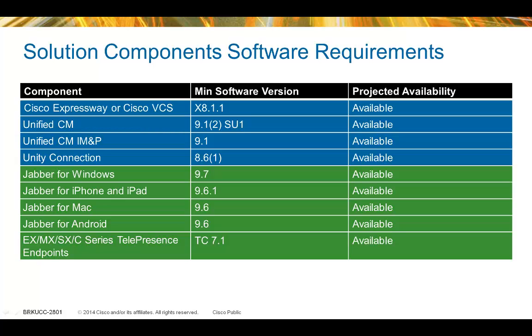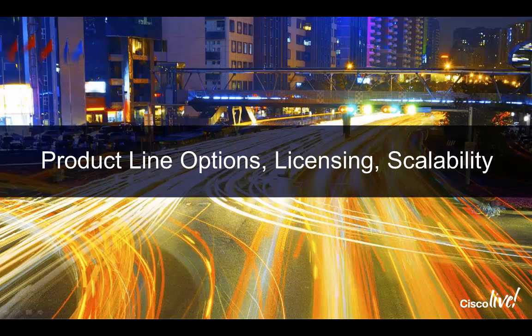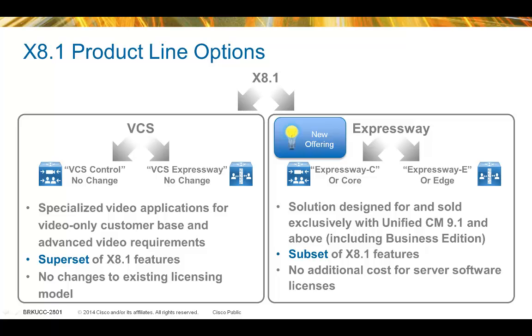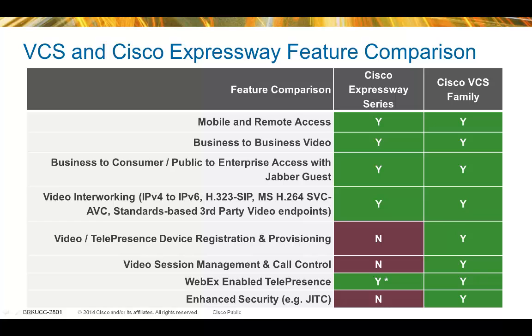All right. You guys, into the product lines, options, licensing, scalability. You guys saw this slide, right? We talked about superset, subset. It sets up this question, all right, what is that subset? So specifically, we've got a bunch of features here, what's supported where, on which product lines, product line option.